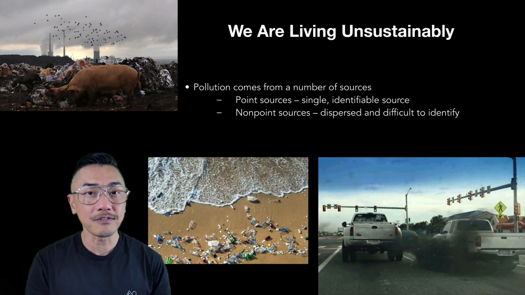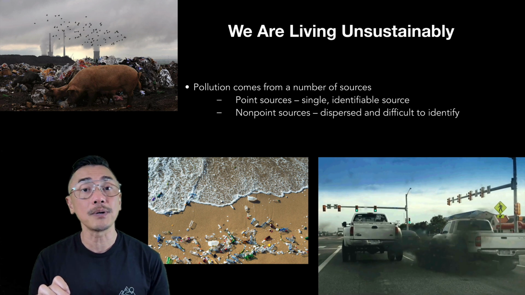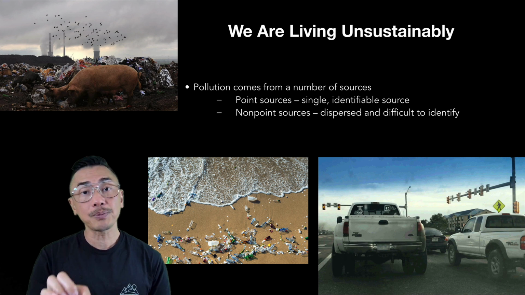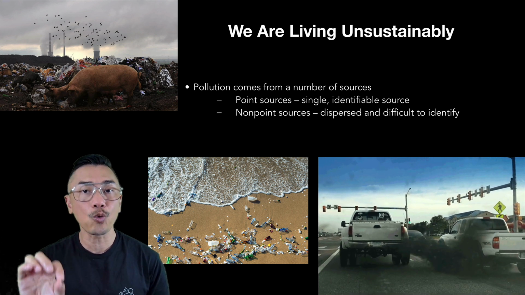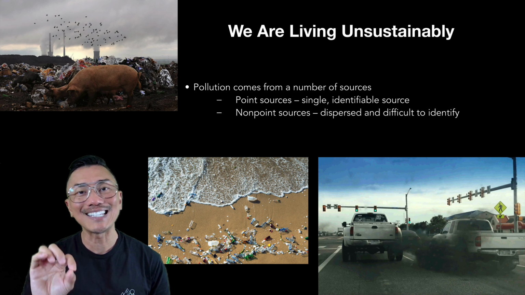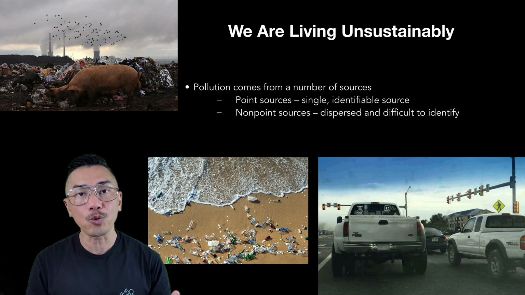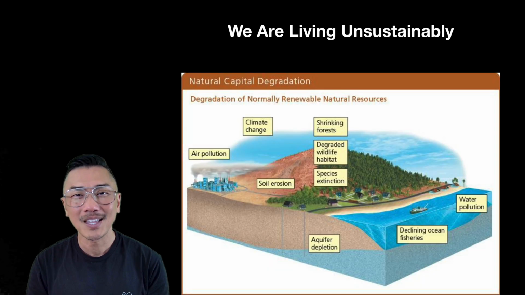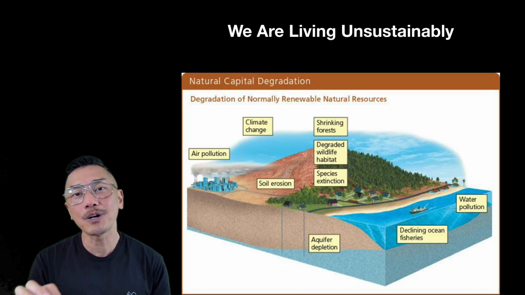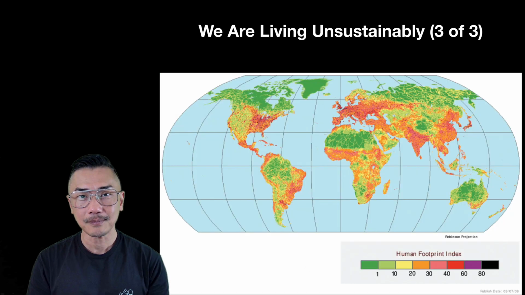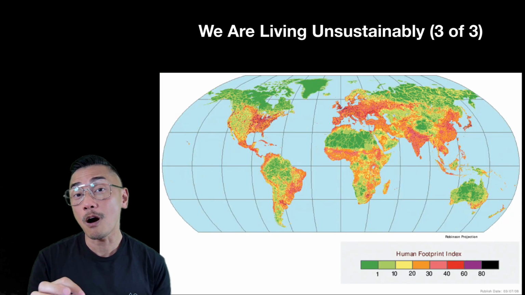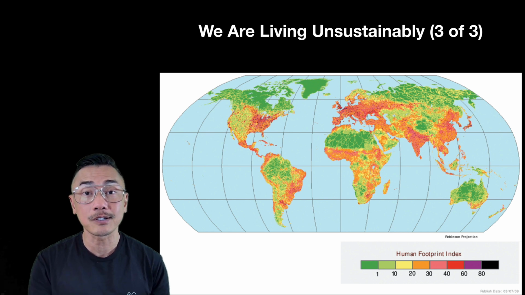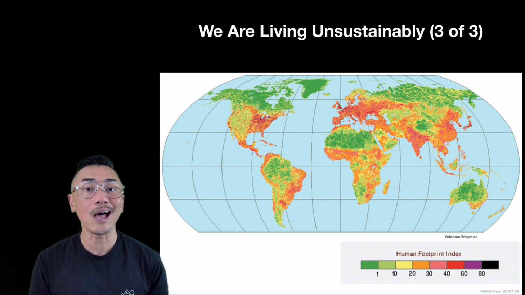We are polluting the environment, and this pollution is coming from a number of sources. Sources of pollution can be categorized as point sources, which are single, identifiable sources, and non-point sources, which are dispersed and difficult to identify the source of. This graphic describes how we are degrading normally renewable natural resources and affecting their ability to replenish themselves. This map tries to show where our impact on the Earth is greatest, shown in red, purple, and black.